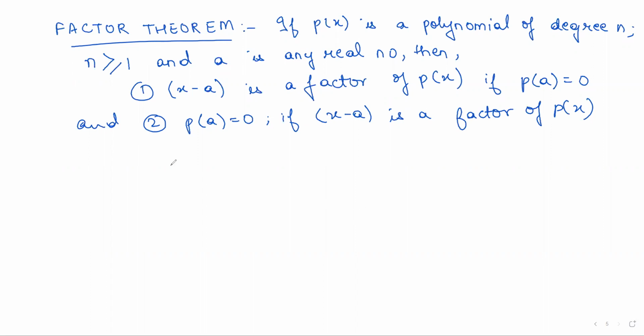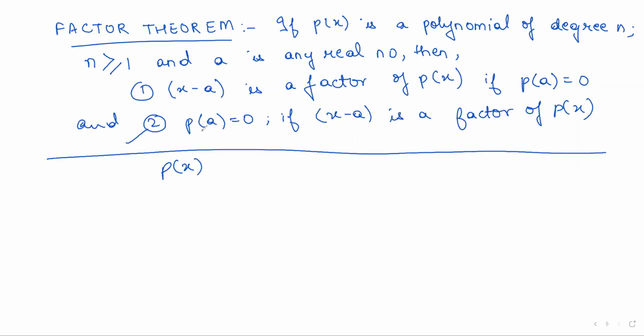It states that you have a polynomial p of x and the degree n is greater than or equal to 1. So you've got a positive degree. That means the smallest polynomial under consideration is a linear polynomial, because you at least have a linear polynomial. A is any real number, and x minus a is a factor of p of x if p of a is equal to 0. Let's consider the second conclusion of factor theorem first.